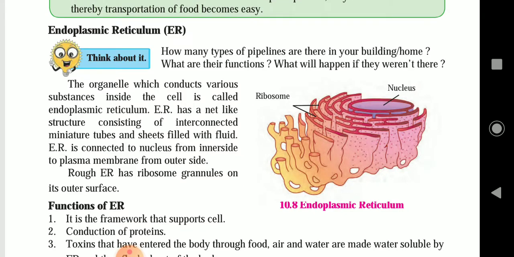Endoplasmic reticulum, ER. What is this endoplasmic reticulum?